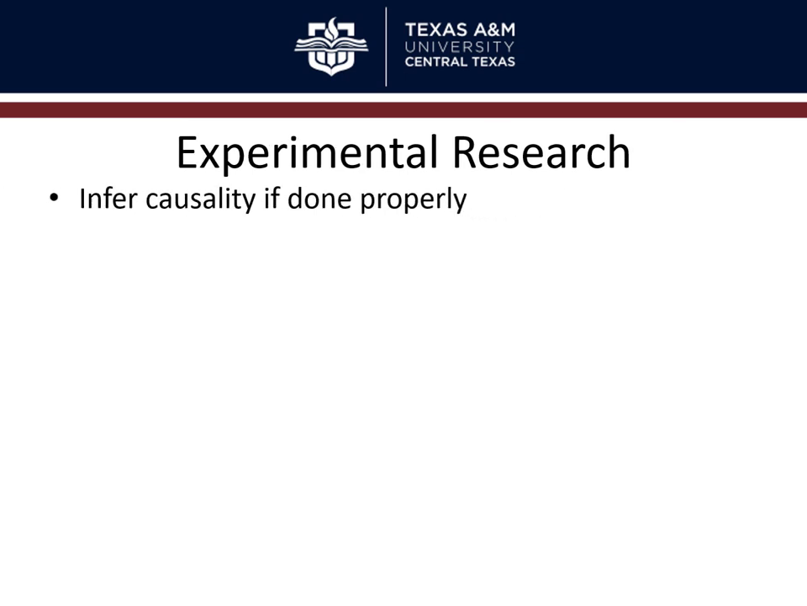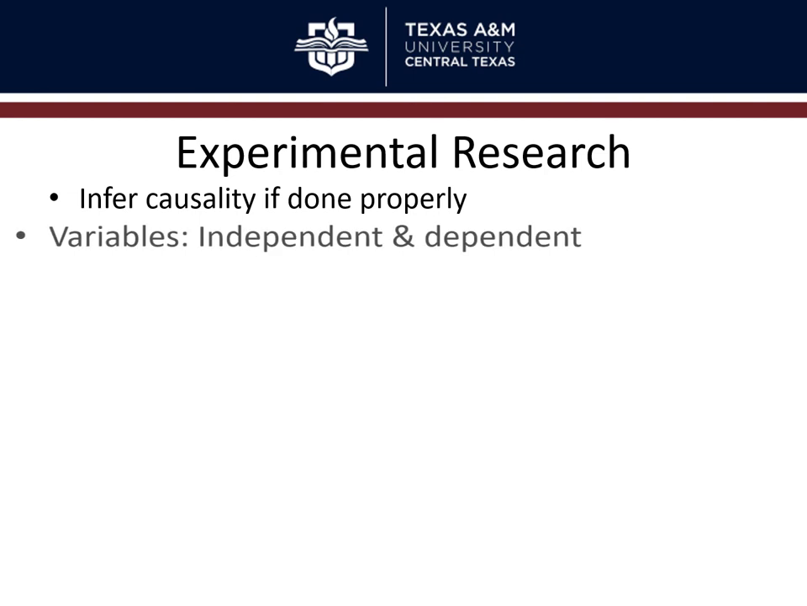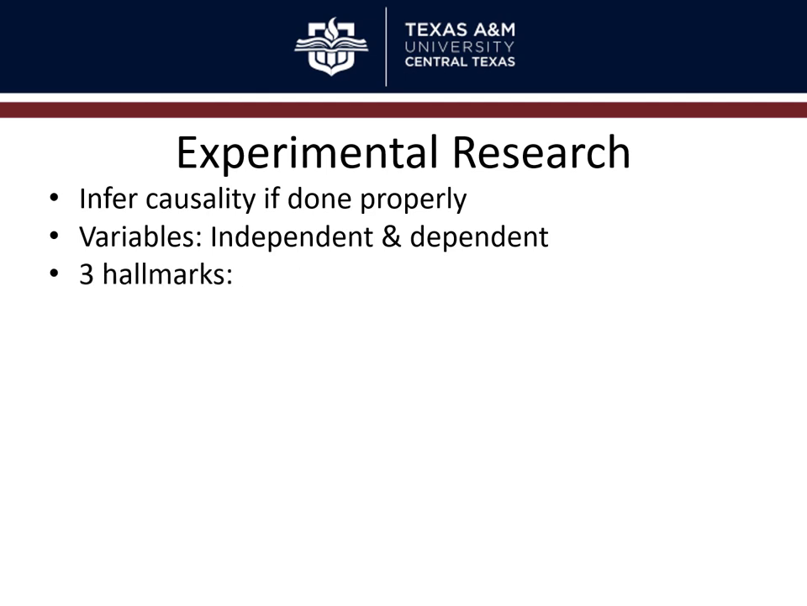Experimental research. This is the one, the kind of gold standard, where you can infer causality if it's done properly. The variables, as I alluded to before, are referred to as independent variable and dependent variable. The three hallmarks of an experimental study, the things that need to be there: manipulation of an independent variable, right? So the researcher has to do something different to one group than another, or different to some group before and after, and they've measured some dependent variable.